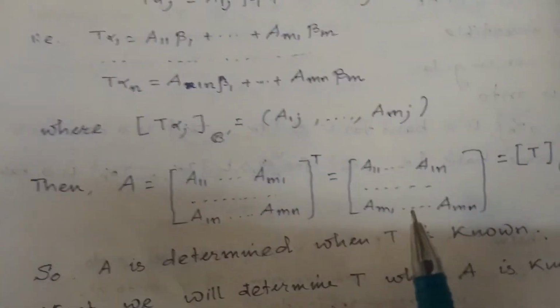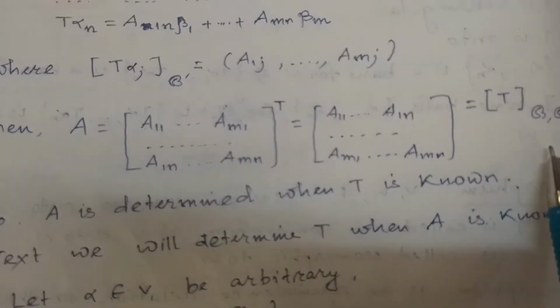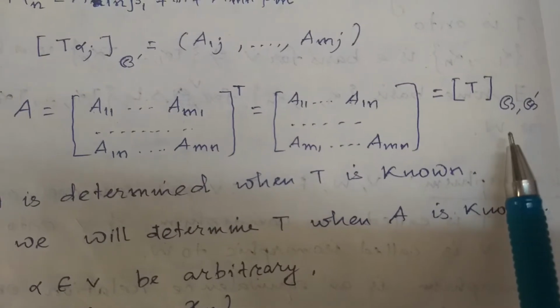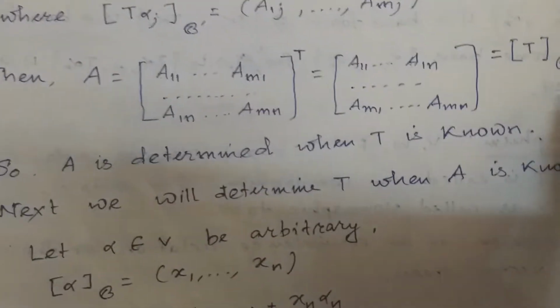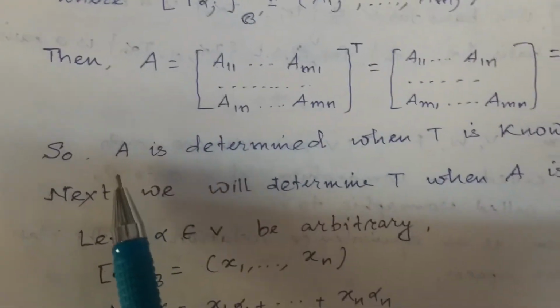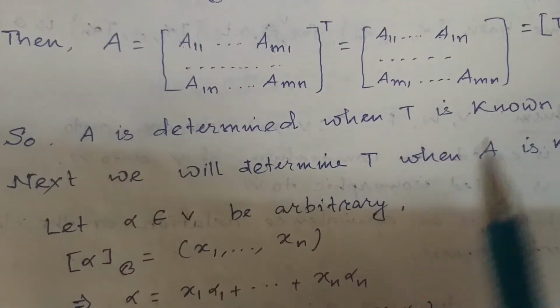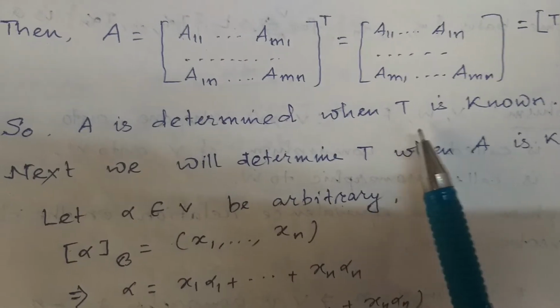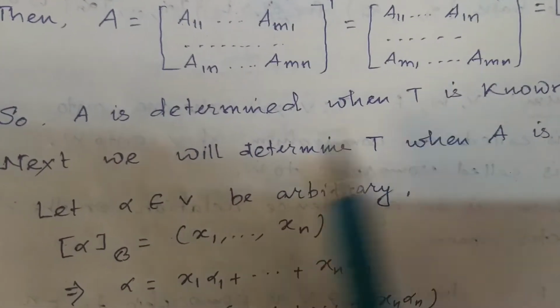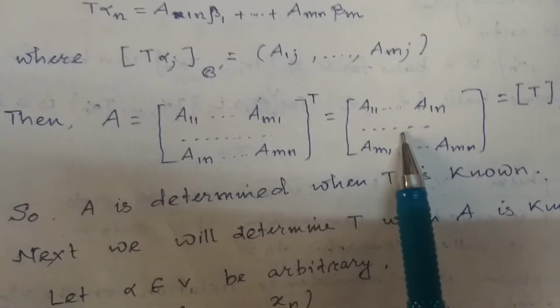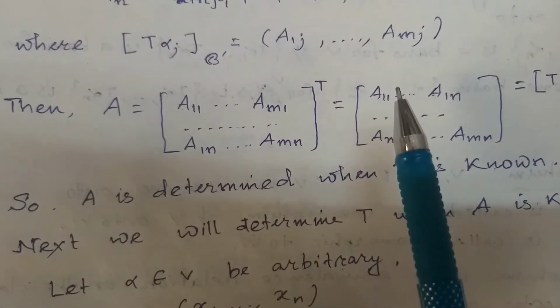So here the bases are important to represent a transformation in the form of a matrix. Here A is determined when T is known. In the reverse case, we will find T if A is known. Suppose A is a given matrix. We have to find the corresponding transformation.